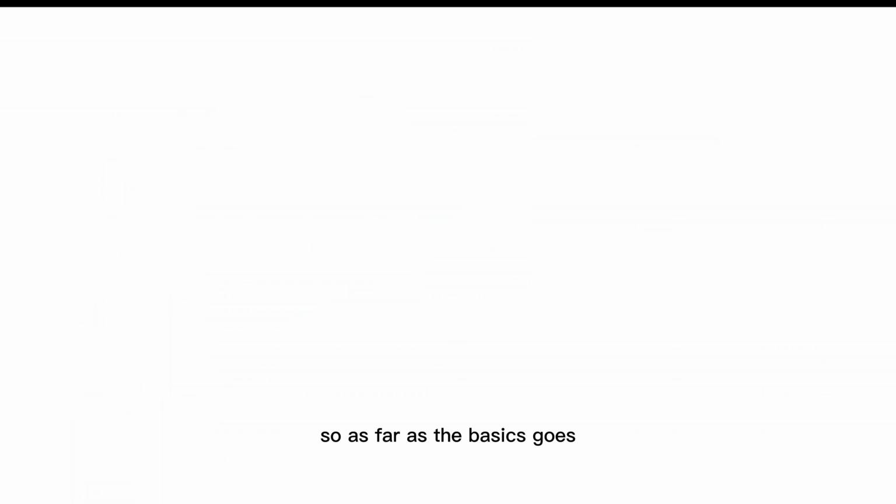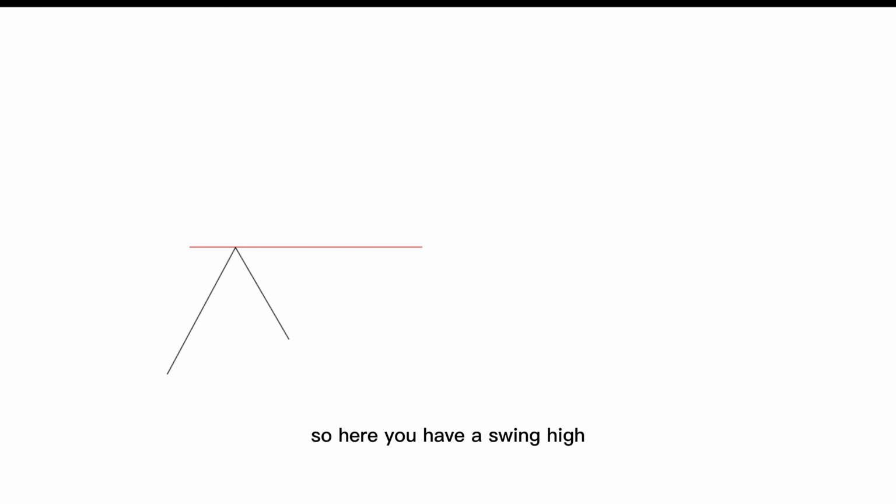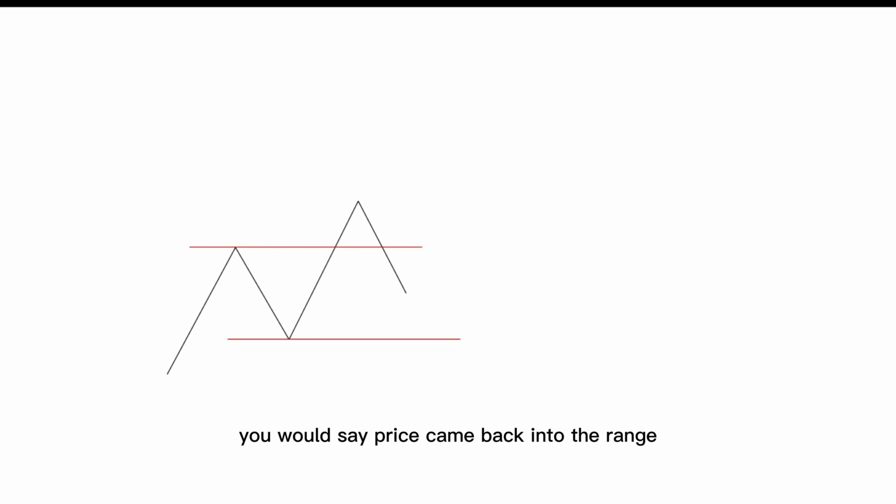So as far as the basics goes, now we need to identify the operating range. So here you have a swing high. Now you have a swing low. These two lines, in between those two lines, this is your operating range. So when price comes back, you would say price came back into the range. So the range is basically the price point where price is looking for an inefficiency. So if you're looking for a buy or a sell, it would more than likely occur in your range. And this is how you can keep track on price movement.